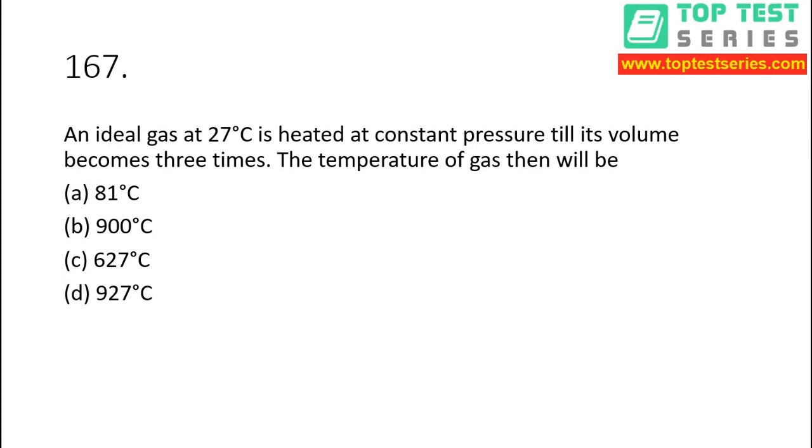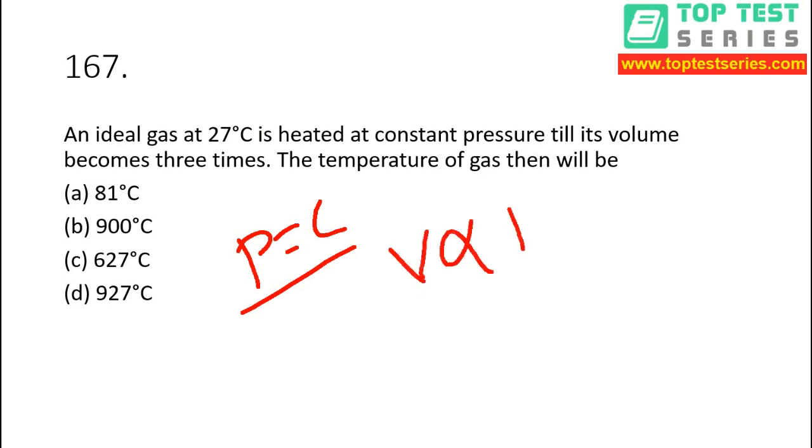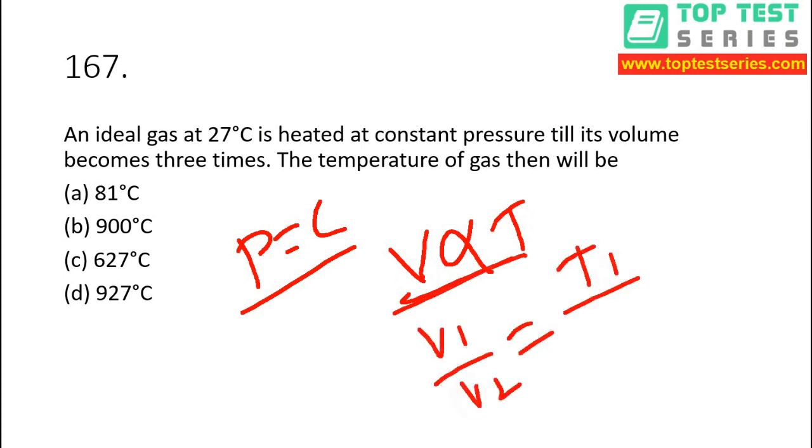Question number 167. An ideal gas at 27 degrees centigrade is heated at constant pressure till its volume becomes 3 times. The temperature of the gas will then be? So my dear, here what we have given, pressure is constant. We have to consider the law, that is what? Charles law. According to this law, volume is directly proportional to temperature. So from this we can write V1 upon V2 is equal to T1 divided by T2. We have to find out T2.